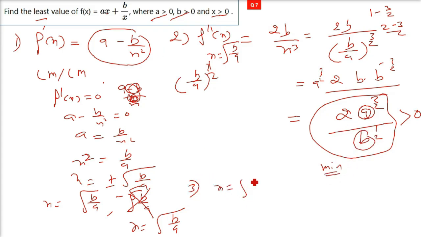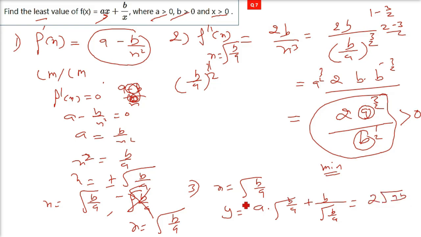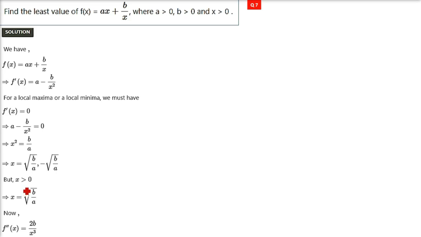And the final thing is, because x is already under root b by a, let's find out the y value for that. y is equal to a under root b by a plus b by under root b by a, and that will be twice under root ab. So these are the final values which you can get, x and y. Okay, and this is how you are going to go about it, solve it.